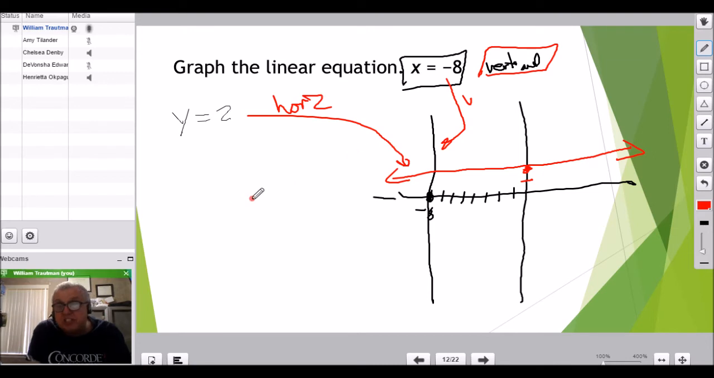Parallel lines are when we have the same slope. I don't even know if we're going to have a problem like that. Parallel lines are when the slopes equal each other, when both equations have the same slope.